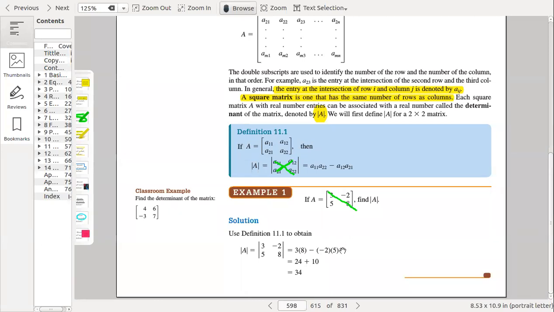If you observe, the entries of this matrix are real numbers: 3 is a real number, minus 2 is a real number, 5 is a real number, 8 is a real number. Then multiplying 8 with 3, we get 24, again a real number. Minus into minus is plus, 5 into 2 is 10, so 24 plus 10 equals 34, a real number. So if a matrix has real number entries, then its determinant is also a real number.